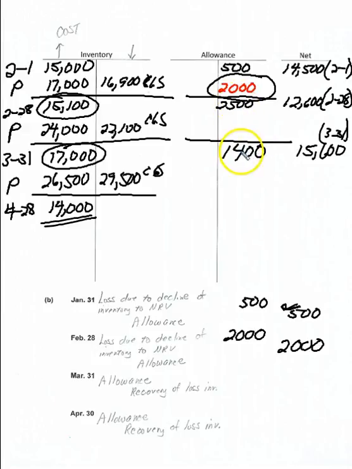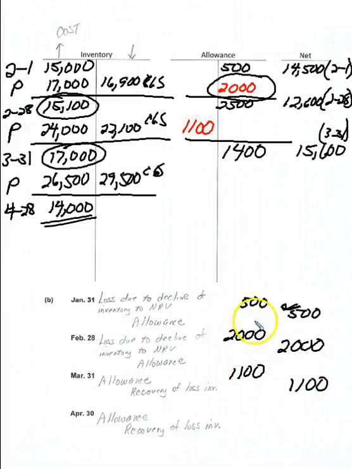So if I only need this to be $1,400 and there's $2,500 in the account, I need to debit the account to bring it down. So I'm going to debit the account $1,100. At the end of March, we're going to debit the allowance to reduce inventory to net realizable value, and it's as if we have recovered prior losses. So I'm going to have a recovery of the loss of inventory and debit the allowance account.